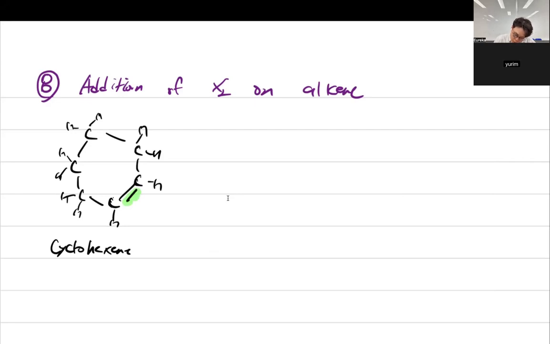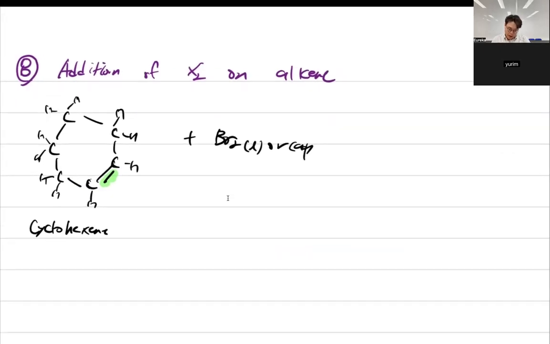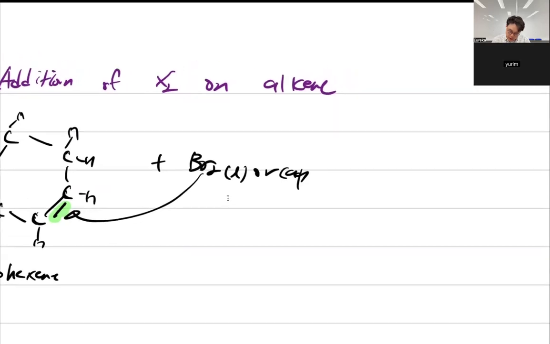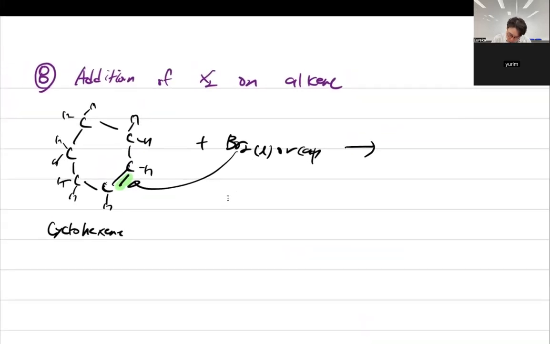What we try to do is add some Br2. That could be a liquid if it's pure bromine, but generally we prepare bromine water, which is in the aqueous state. Now, what does bromine do? Bromine has really strong electronegativity, which means it is able to break the bond between the carbon and the carbon, so that it will come up like this.